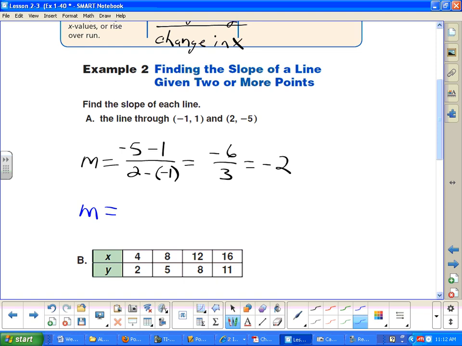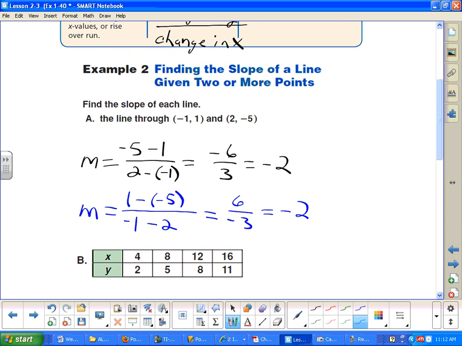Okay, so let's try it the other way, though. 1 minus -5, y minus y, over -1 minus 2. So 1 minus -5 is +6. -1 minus 2 is -3, which still equals -2. So the order doesn't matter as far as which point goes first. You should get the same answer.